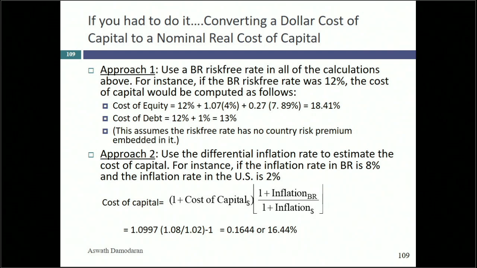8% is the inflation rate in Brazil, 2% is the inflation rate in the US, and my real cost of capital will be about 16.44%. In fact, if you wanted to use the shortcut, you can just take the difference. 8 minus 2 is 6. Add that to the 9.97%. It'll be off because you're not capturing the compounding.